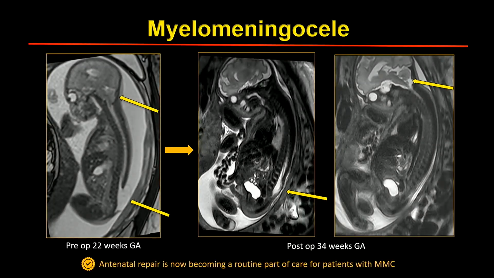So this is a revolutionary surgery. They have a very low incidence of need for shunting. The incidence of hydrocephalus is less. They have better scholastic achievement. They have better motor outcomes when they are repaired antenatally.